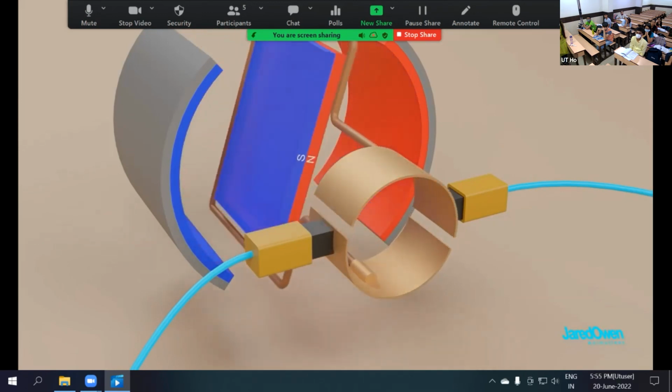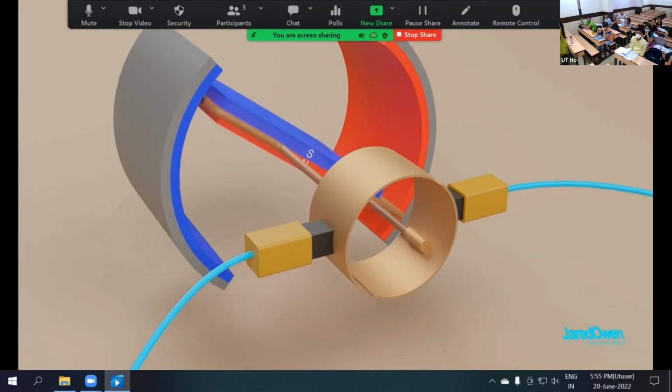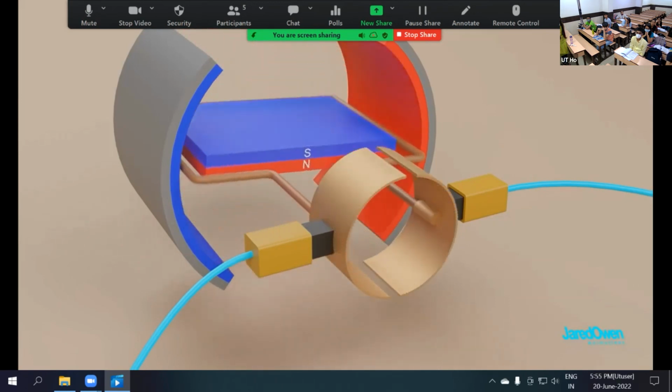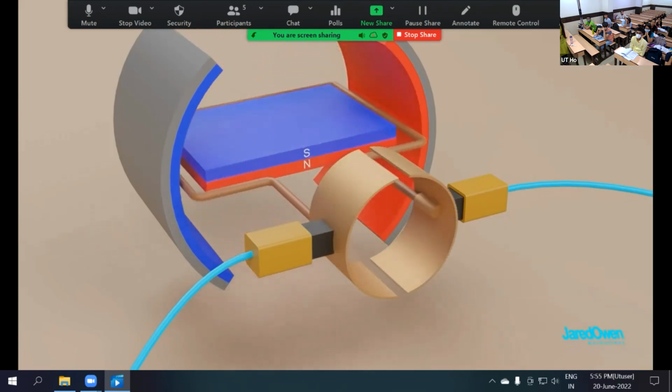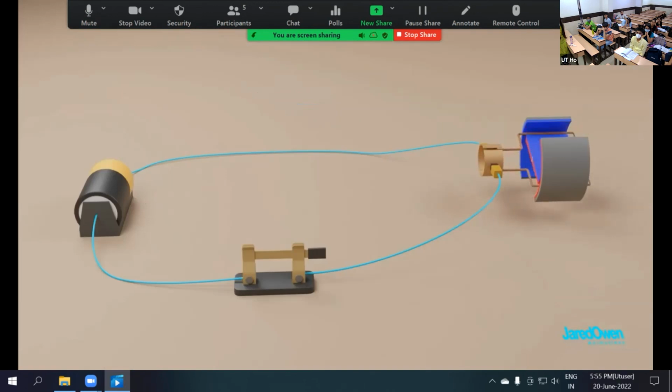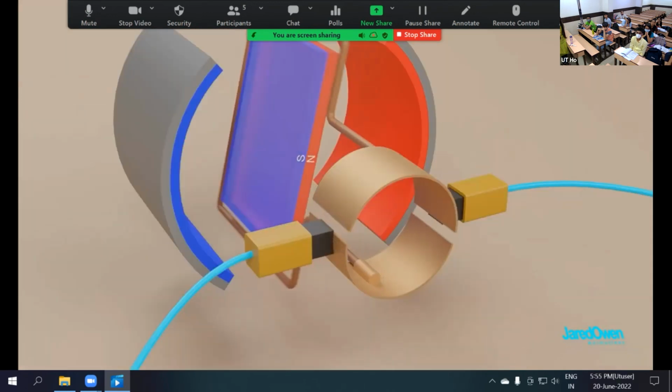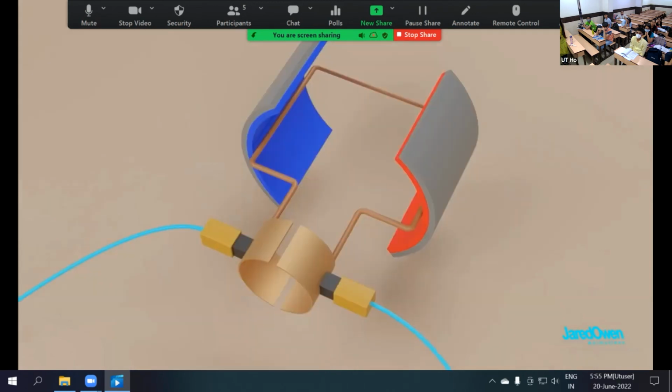This commutator ring does the same thing as switching the wires like we were doing before, but this time it does it all on its own. It will continue to spin as long as we're connected to a battery. Disconnect the battery, no more electromagnet, and the spinning stops.